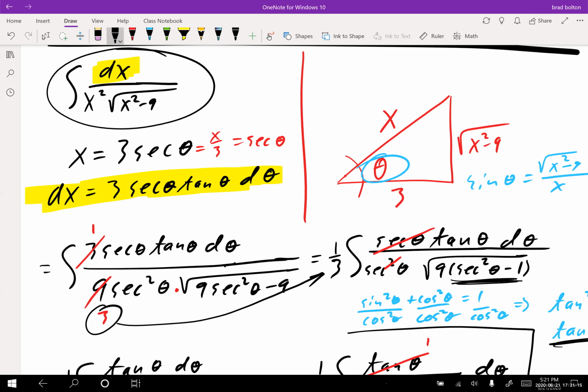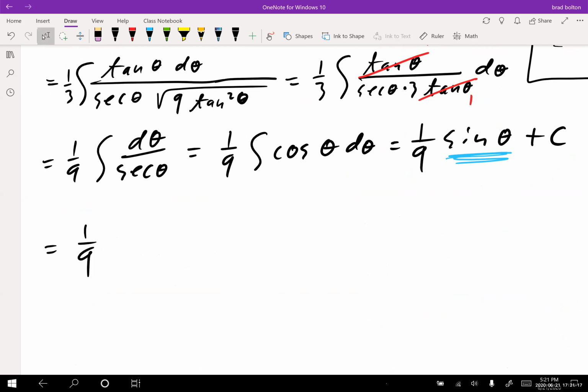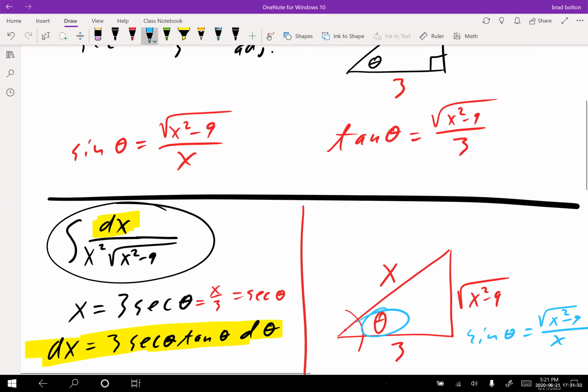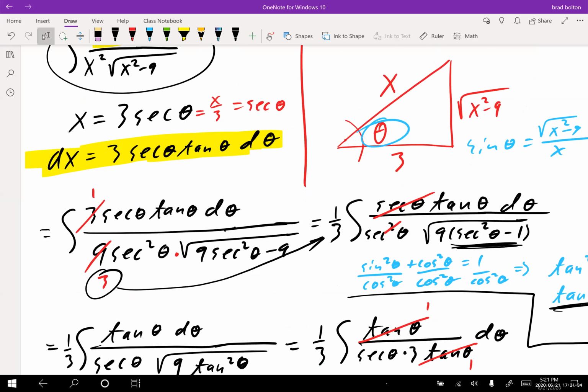So that's what I write. 1/9 times square root x squared minus 9 over x plus c. And that would be our final answer, because the sine of theta is worth that if theta is built from this triangle, or this triangle is built from that theta, I should say. That's a better way to say it.